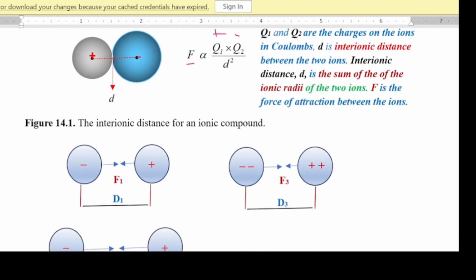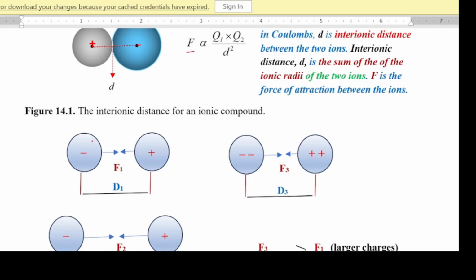a quick review of that. So here you have two ions, oppositely charged ions, and they are attracted to each other by force F1, and that's the distance there. If we now double the charges, you are making Q1 and Q2 bigger now, right? And obviously, this force of attraction here will be greater than in this case. So you say that F3 is greater than F1 by virtue of the larger charges on the ions.